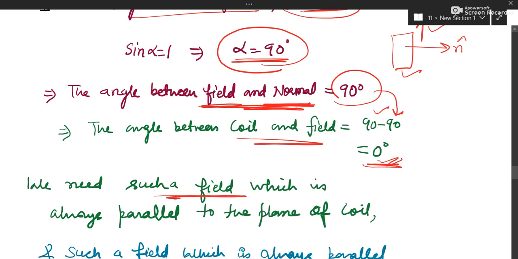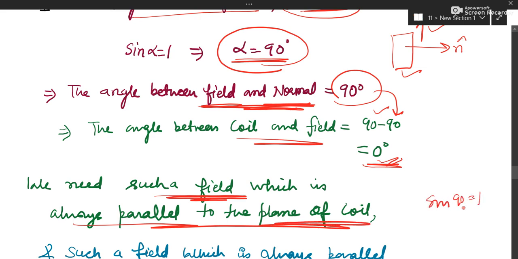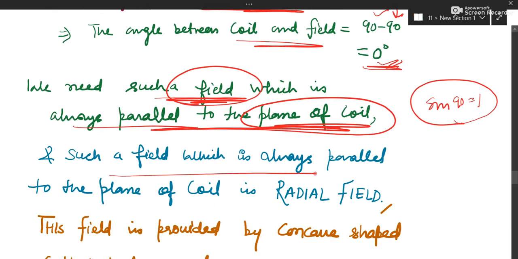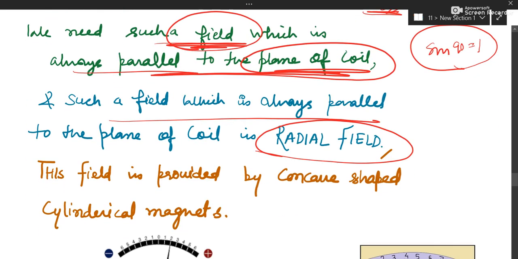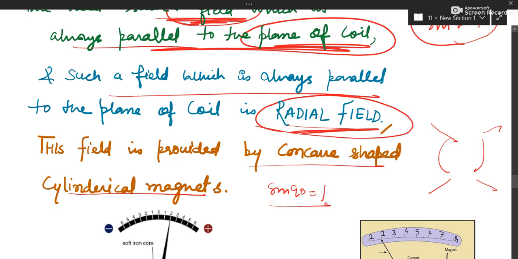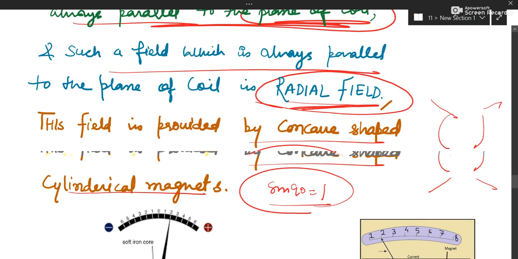So we need such a magnetic field which is always parallel to the plane of the coil, so that sin 90 is 1 and this trigonometric factor is not there. We need such a field which is always parallel to the coil. Such a field is called a radial field, and that field is provided by a concave shaped magnet. That is why we have used, for the first time we have heard this name, concave shaped magnet, because it provides a radial field. And why do you require a radial field? To overcome this trigonometric factor from the current formula, so that a linear scale for the current can be designed.